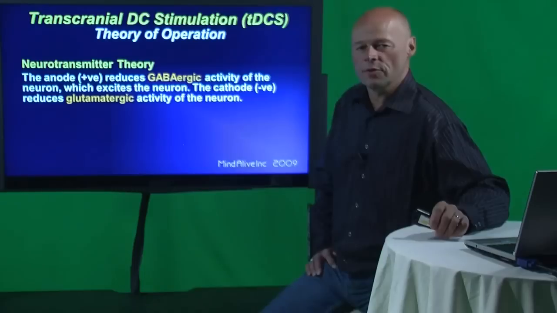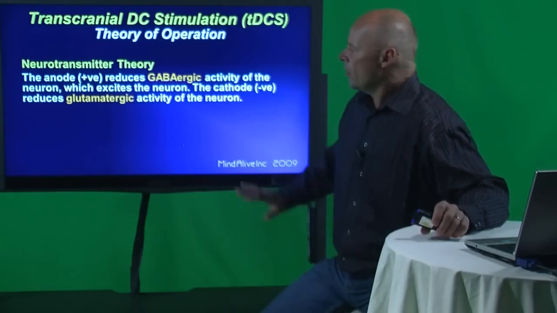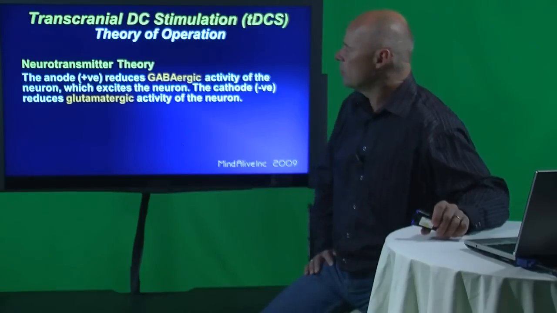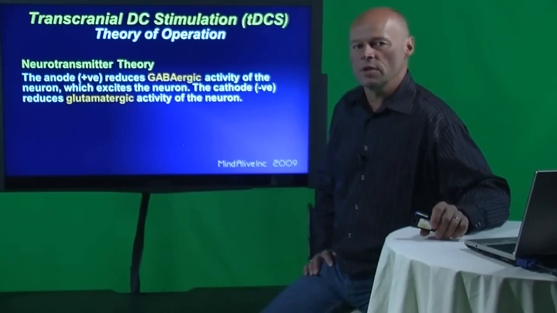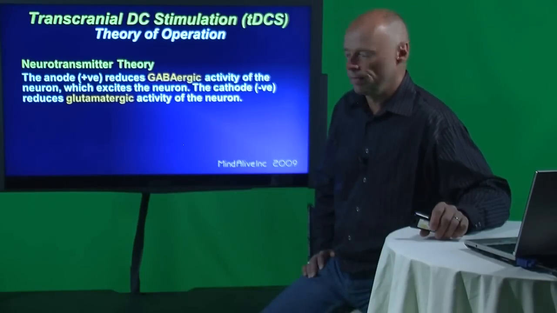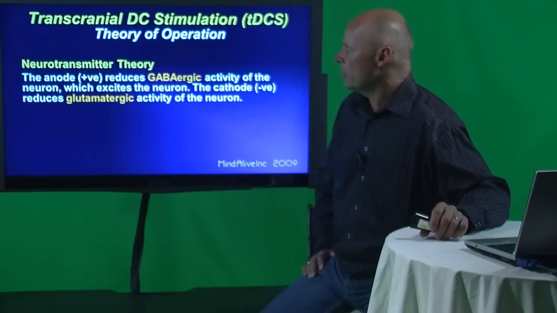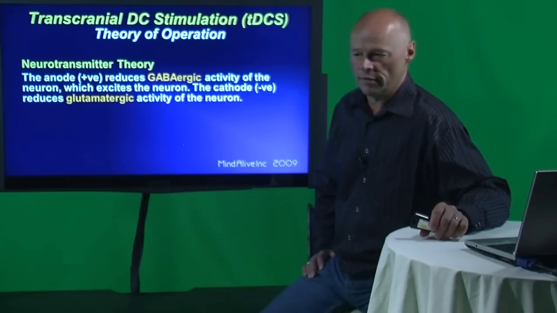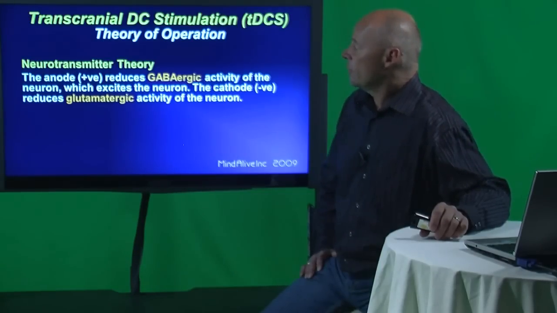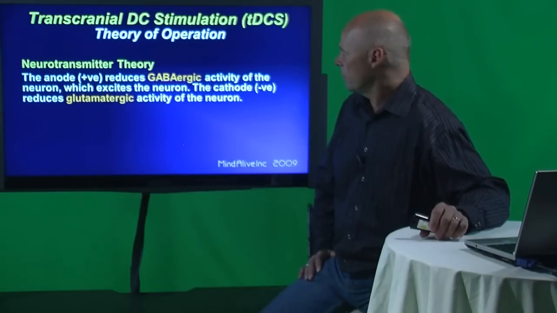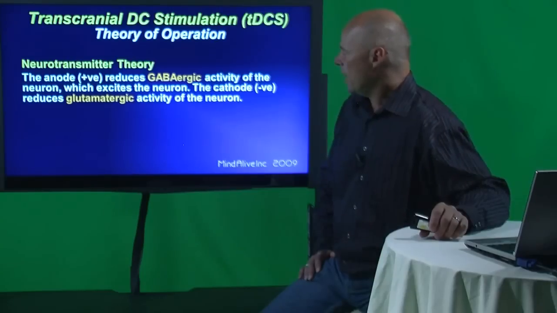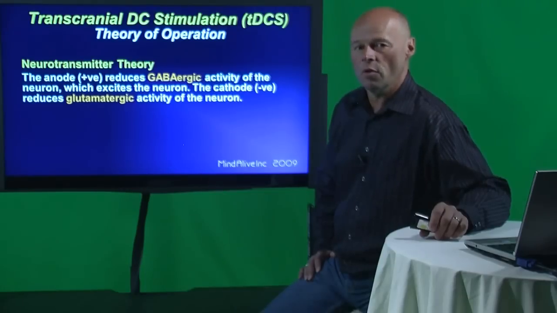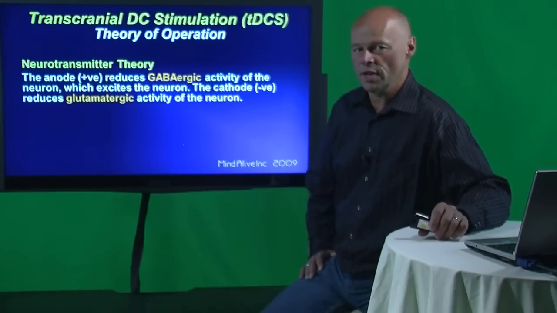Some other aspects of transcranial DC stimulation are that it has been shown that the anode reduces GABAergic activity. GABA influences the neurons by slowing them down, whereas glutamate increases neuronal activity. And what we're seeing here is if the anode reduces GABA activity, then the neuron will be more excitable. If the cathode reduces glutamatergic activity, the neuron will be more relaxed and less excitable.